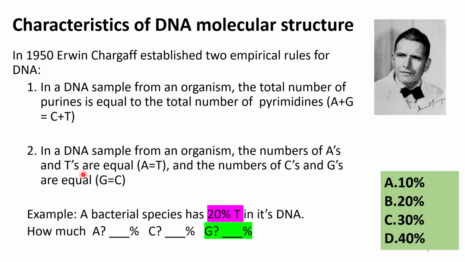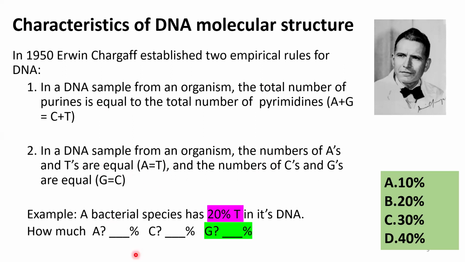And another part of his rule was that in a DNA sample from an organism, the number of adenines and thymines are equal. So A's and T's are equal, and the number of C's and G's are equal.